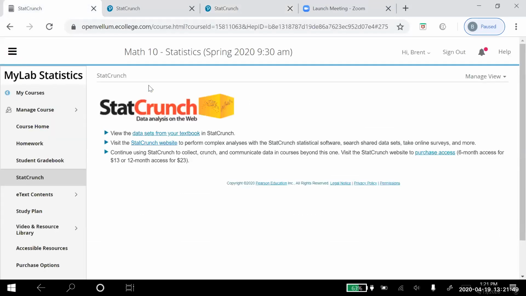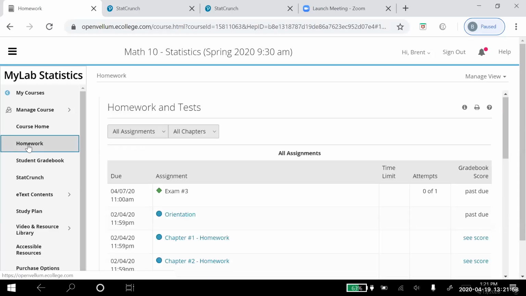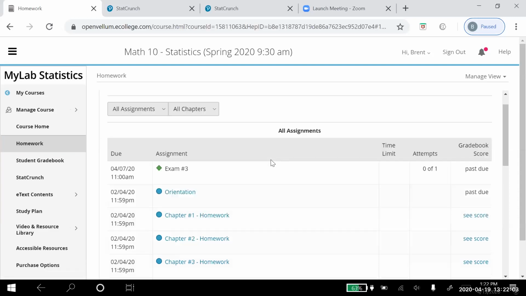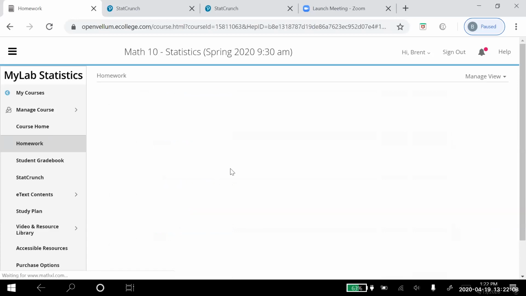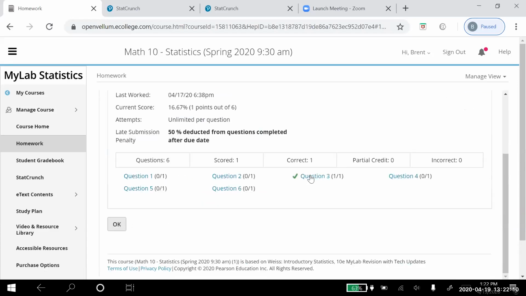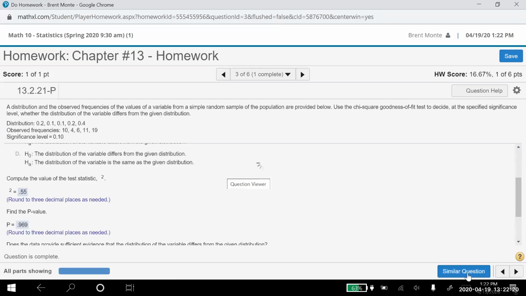So where I want to be is in the original. This is where we do our homework. So I'm just going to click on homework and go in. And in here, I'm going to do chapter 13, problem number 3. So let me show you how this works. You can see I've already done it, but that's okay. I'll just do a similar problem. Notice, I already have the answers. So let's do a similar question.